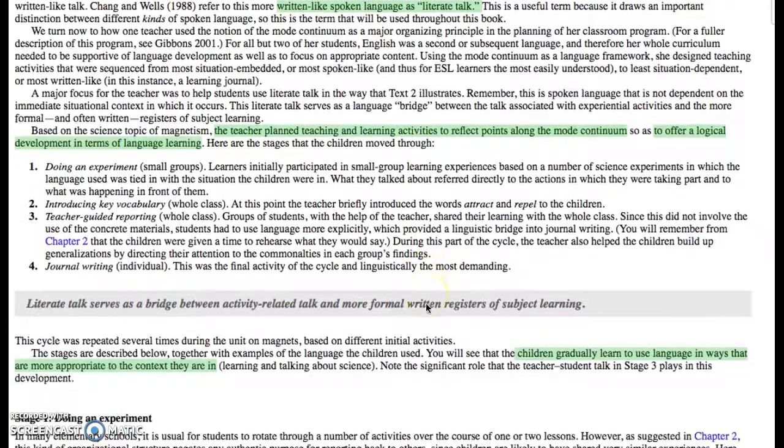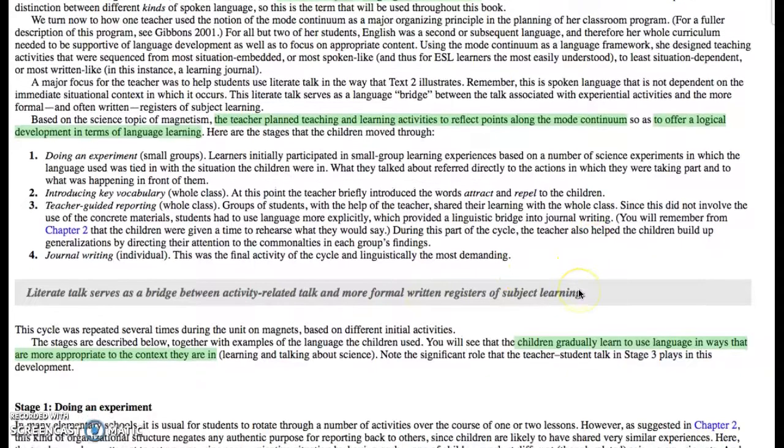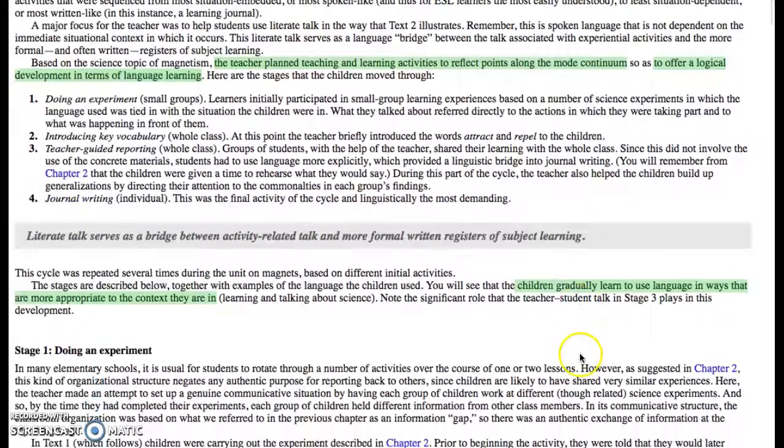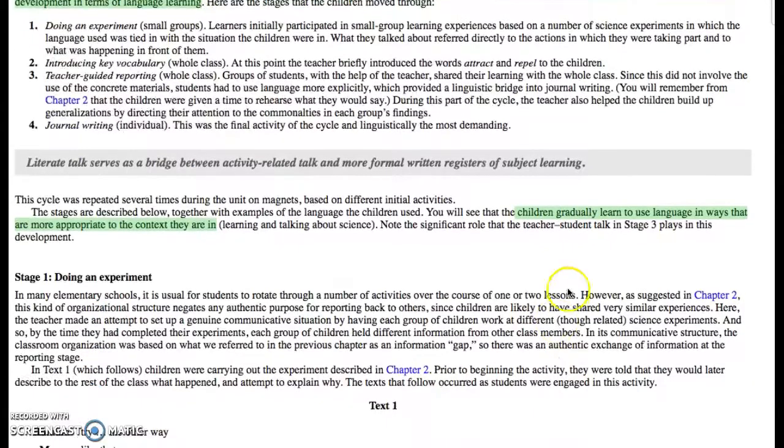And then it goes into more of an example of an experiment. So these are the steps. So beginning, the first step is the students do an experiment in small groups. Following that, the second step, the teacher introduces key vocabulary. And the third step, there's teacher-guided reporting. And then the final step, there is journal writing, which is individually done by the students.